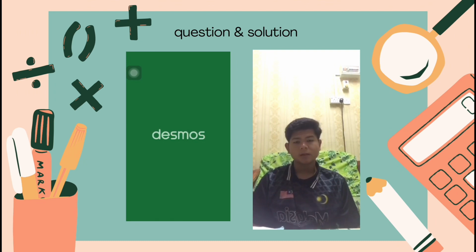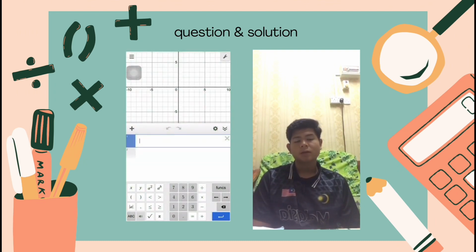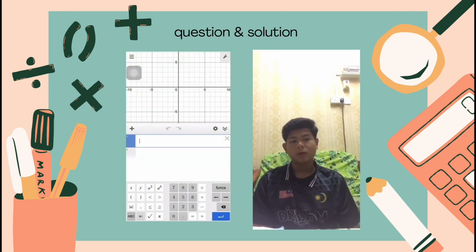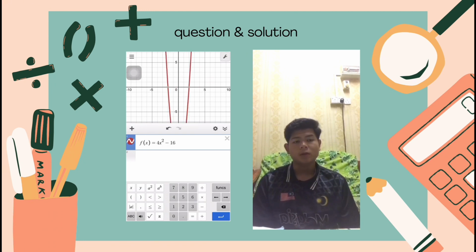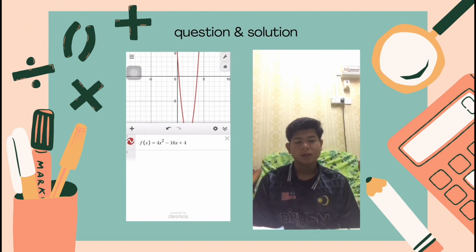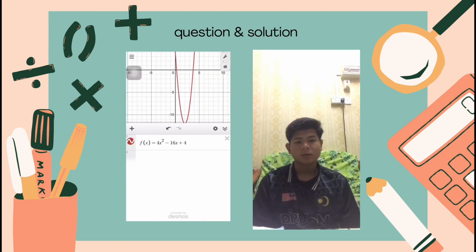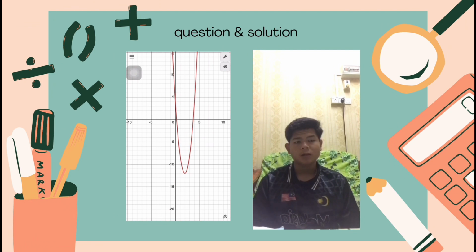The last is step 6. Step 6, we use the app. The app's name is Desmos. To use Desmos is easy. We just need to open the app. We can install it on our smartphone. Then after opening the app, we just insert the question, and then the system will make a graph for us.